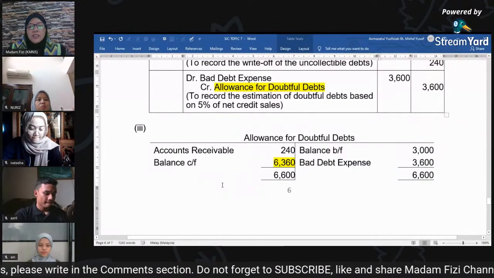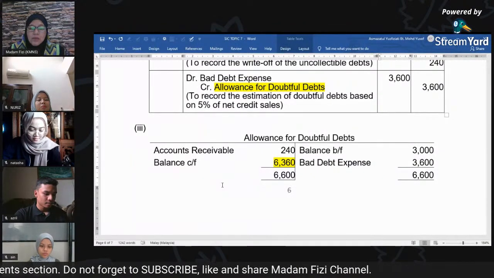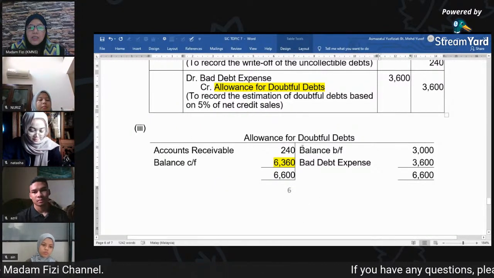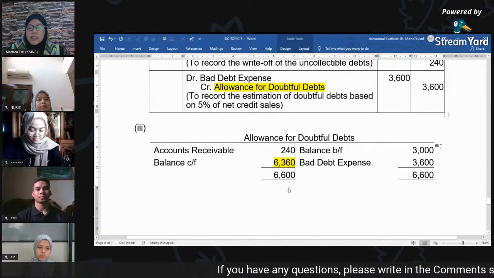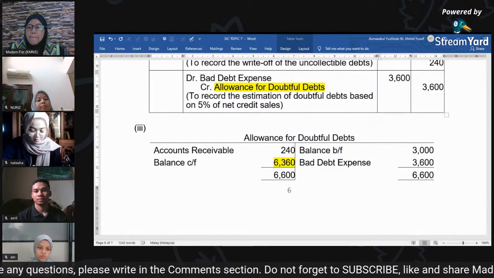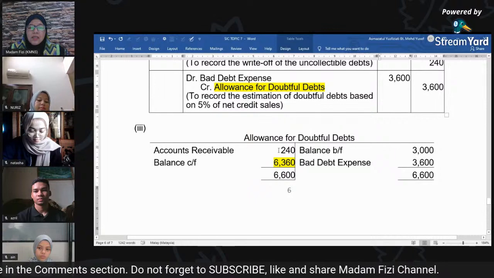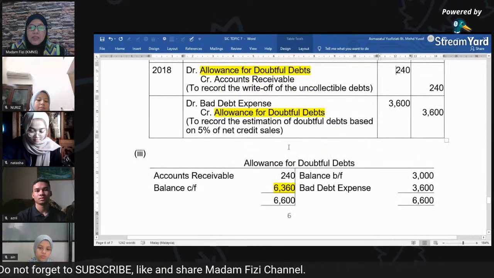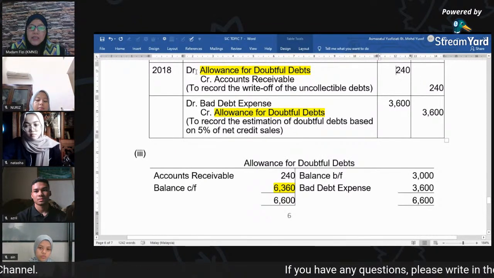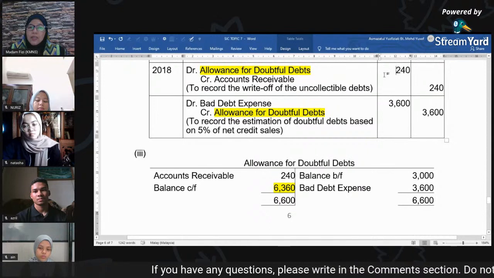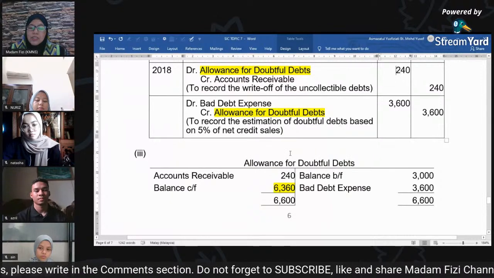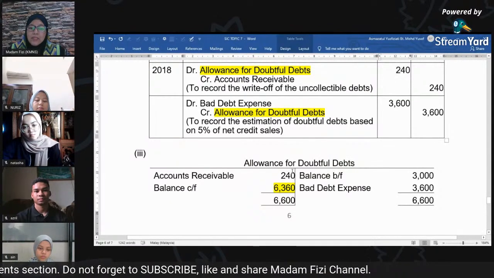Okay, the 3 Roman, they ask you to open the T accounts for allowance for doubtful debt. So this question, balance brought forward. The figure is in the question, 3,000. And then you look at the 2 Roman question. At the 2 Roman question, that is debit allowance for doubtful debt. So in the T accounts AFDD, you put 240 ringgit at the debit side.